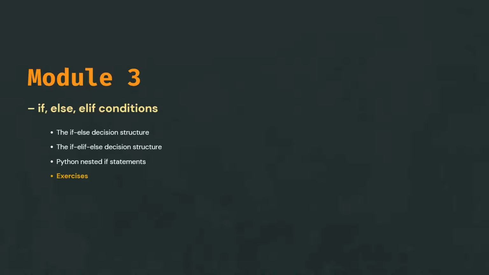So, this is module 3, and today we are stepping into one of the most powerful concepts in programming, which is making decisions using conditions. In this video, we'll be exploring if-else decision structures. In other episodes, we'll be going with the if, elif, else decision structure and even Python nested if statements, and then we will go through the exercises. Don't worry, we are going to do it step by step. So in this episode, it will be all about if and else decision structure.